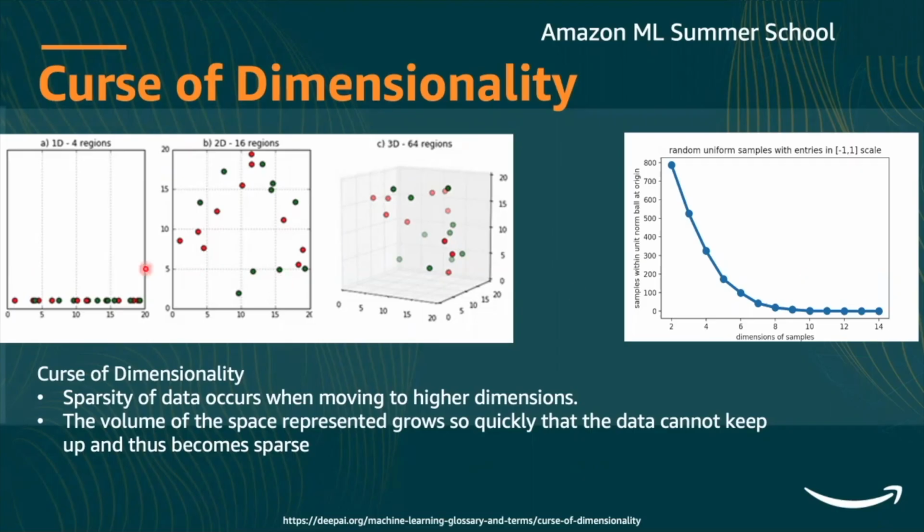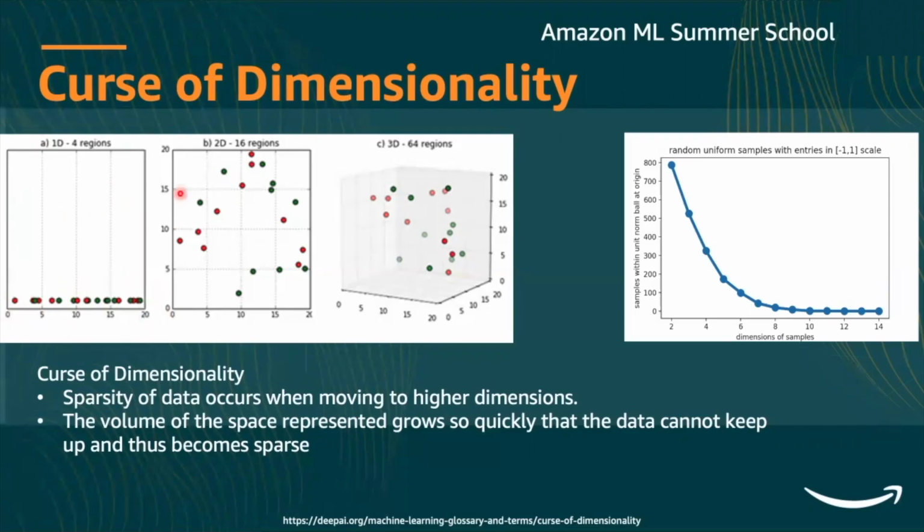So let's take this example, right? If you're able to see the screen properly, let's say you sample 10 to 15 points or 20 points uniformly in the range 0 to 20 in one dimension, right? And consider these 4 regions of length 5 each. To have these 20 samples, you just need 4 regions. You have 4 regions, right?